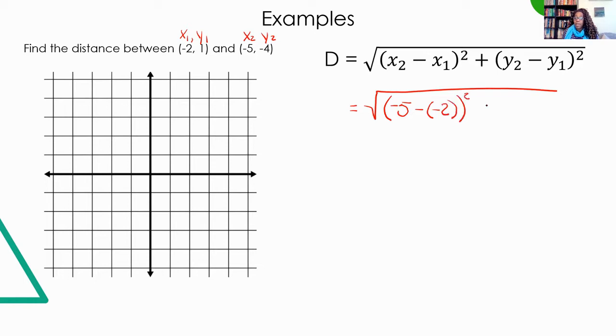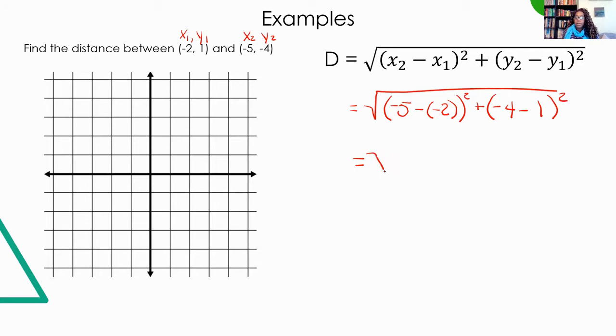Then we're going to square that. Then I have my y sub 2, which is -4, minus my y sub 1, which is 1. And then we square that. Now, we are going to simplify. Remember, anytime you simplify, you always work from the inside out. Remember, PEMDAS, okay? You need to work what's inside the parenthesis.